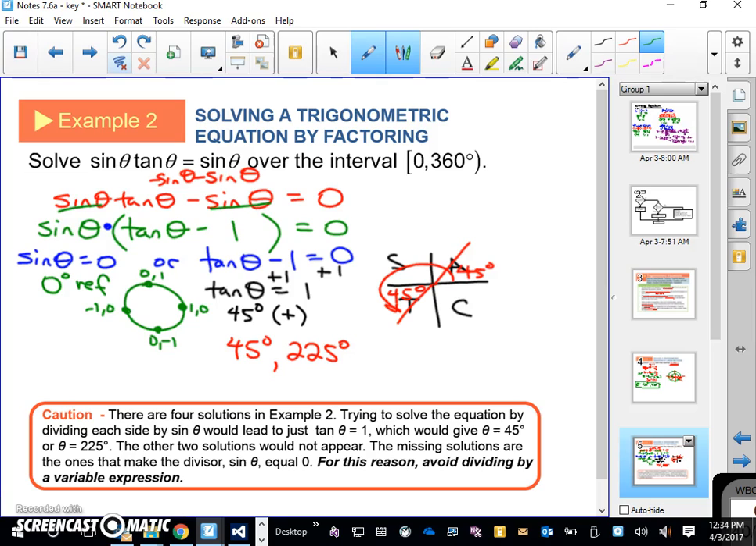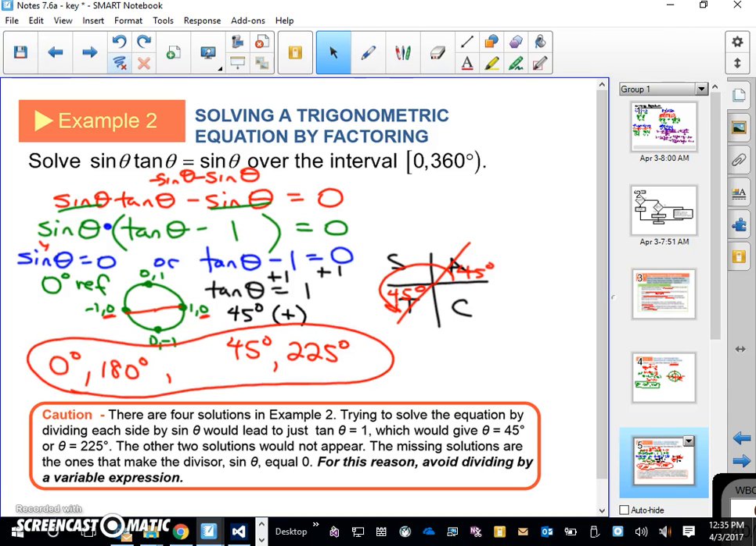We know those 4 points on the unit circle. And so if you think about what sine theta equals 0 means, sine theta is talking about the y-coordinate. So I'm talking about where the y-coordinate equals 0. Obviously it's at 0 degrees, but the y-coordinate is 0 at 180 as well. A 0-degree reference angle would give me 0 and 180. So we actually have 4 answers here: 0, 180, 45, and 225.